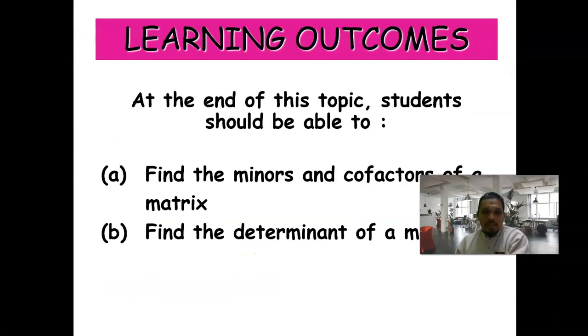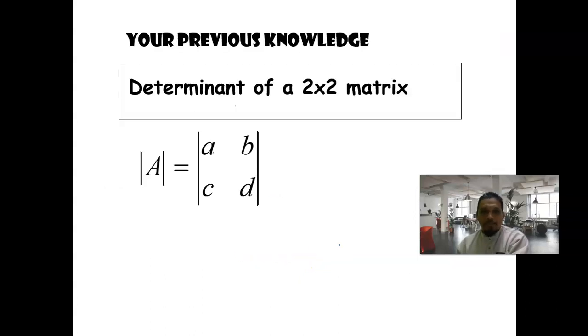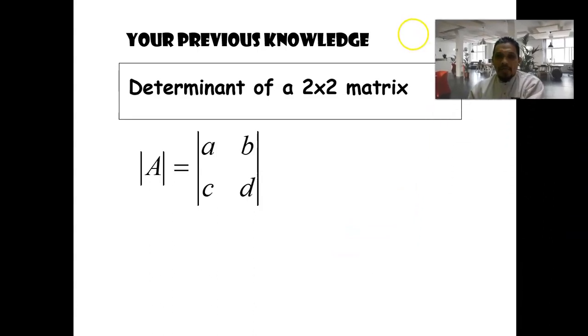Okay, so at the end of this topic, students should be able to find the minor and cofactors of a matrix and the determinant of a matrix. I think all of you were exposed to the determinant of matrices in Form 4 and Form 5, with the size of 2 times 2 matrices.